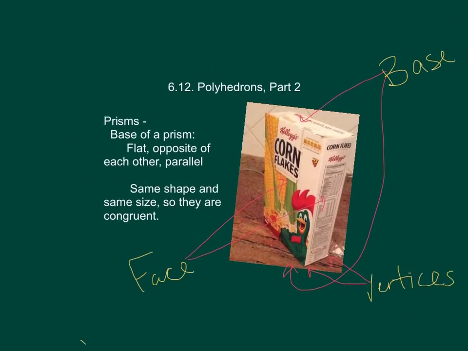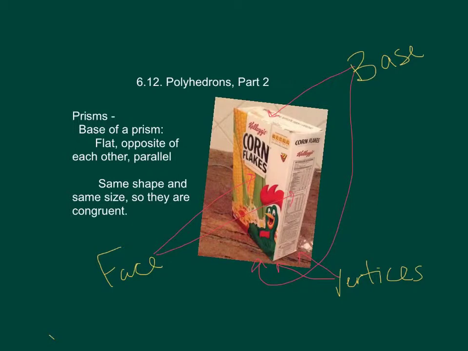So you see the lines I've made here. We have the base here, that's a base, and it goes down there, and that's the other base. They're also the same shape and the same size, so they're congruent. So that base is the same as the one underneath the box on that side. I've also labeled the vertices. Remember, a vertex is like the corner. Vertex, vertex, here's a vertex.